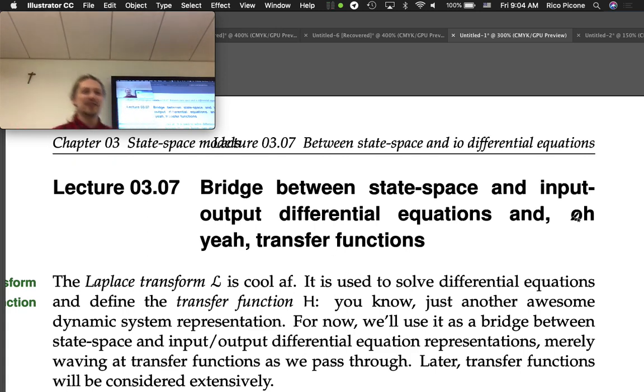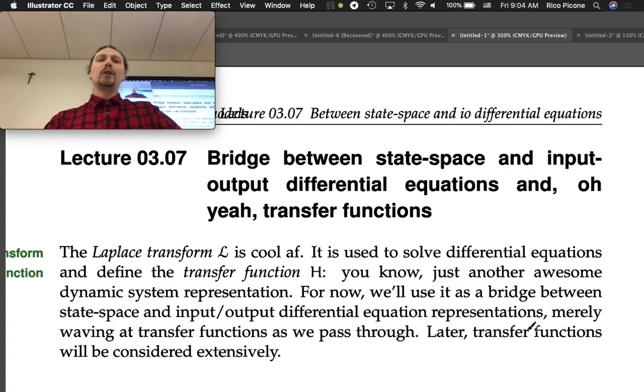So, lecture 3.7, the final lecture in chapter 3 of the dynamic systems notes. Bridge between state space and input-output differential equations, and, oh yeah, transfer functions along the way, which we'll talk about a lot later, but for now we're just going to wave at them as we pass, okay?